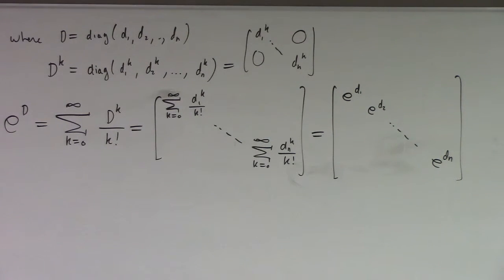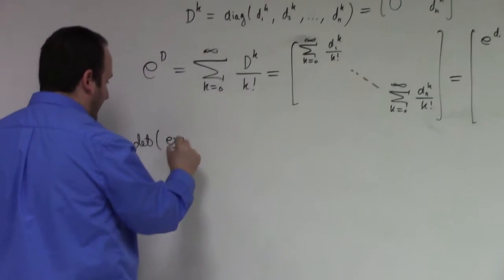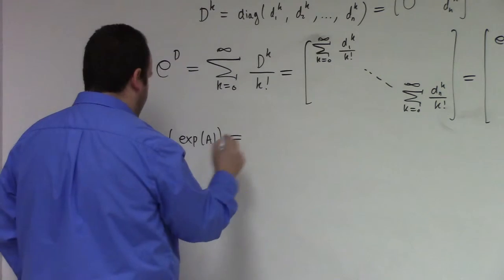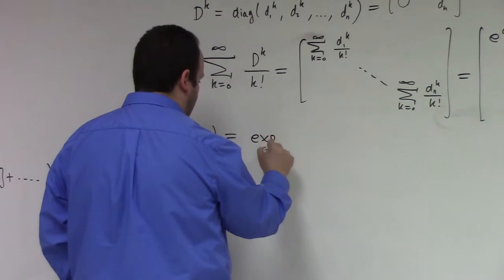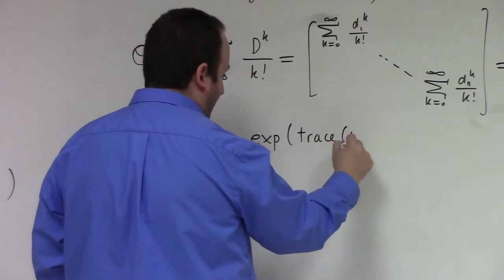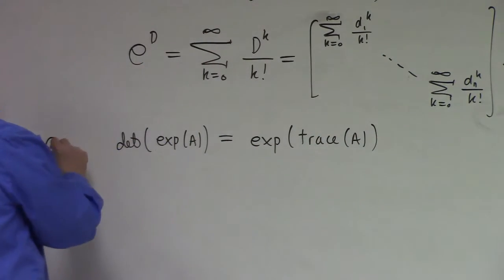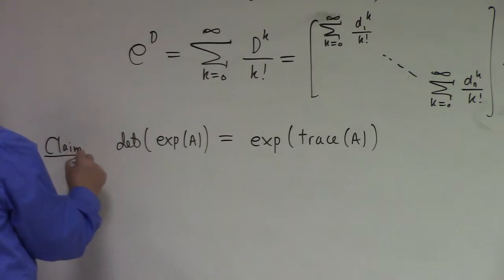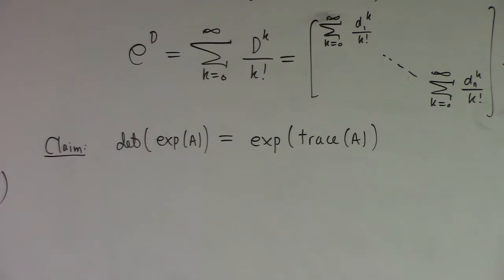Pretty neat. So, okay, here's an identity which happens to be known. The determinant of the exponential of A is equal to the exponential of the trace of A. Here's a claim. I submit to you that's easy to prove in the case that A is diagonal. If A is diagonal, what do you get?